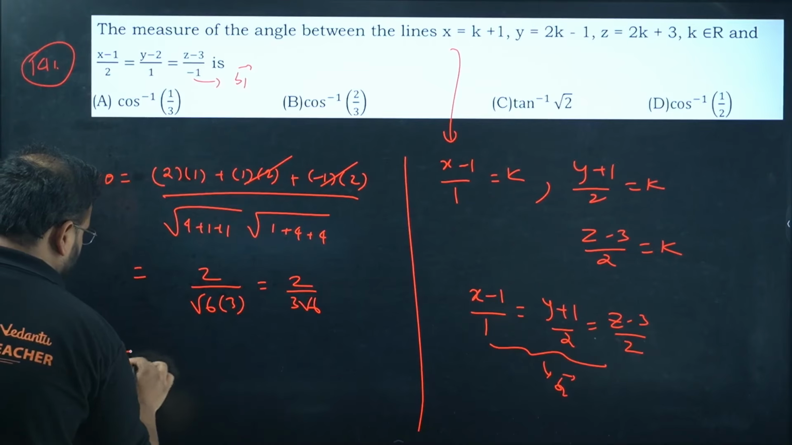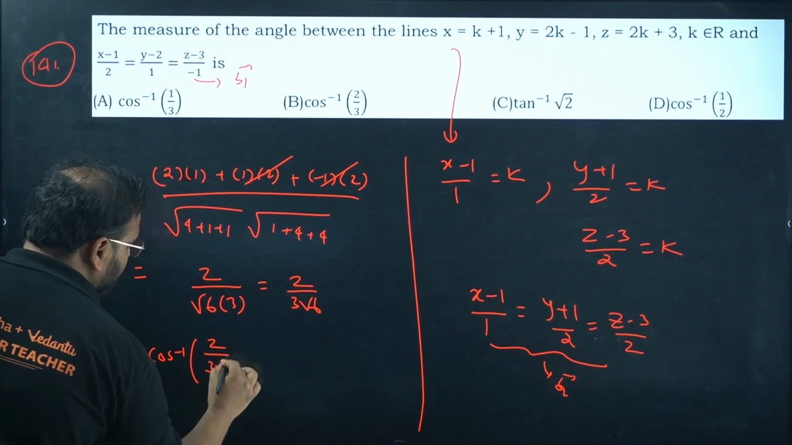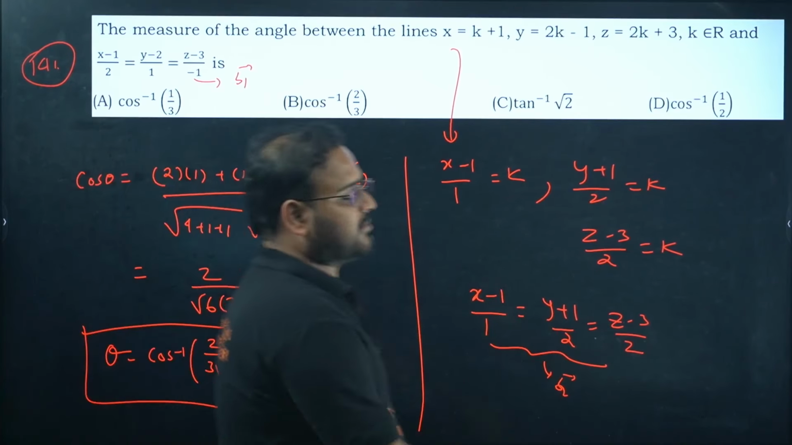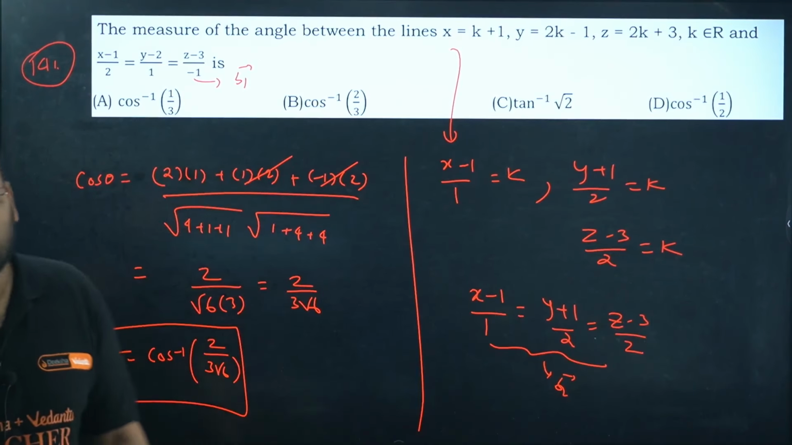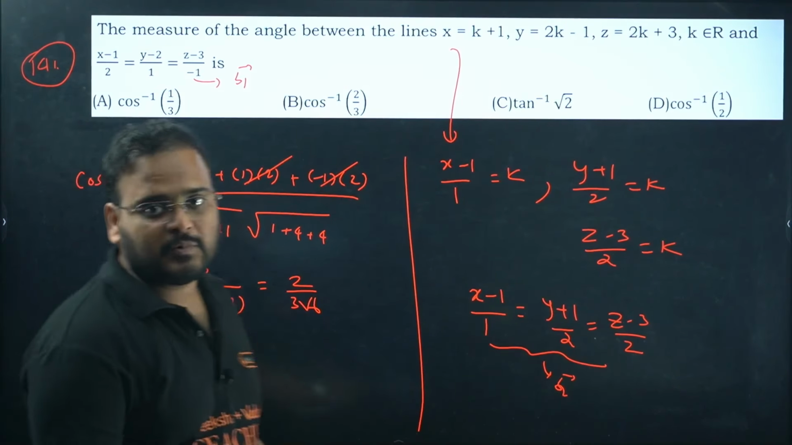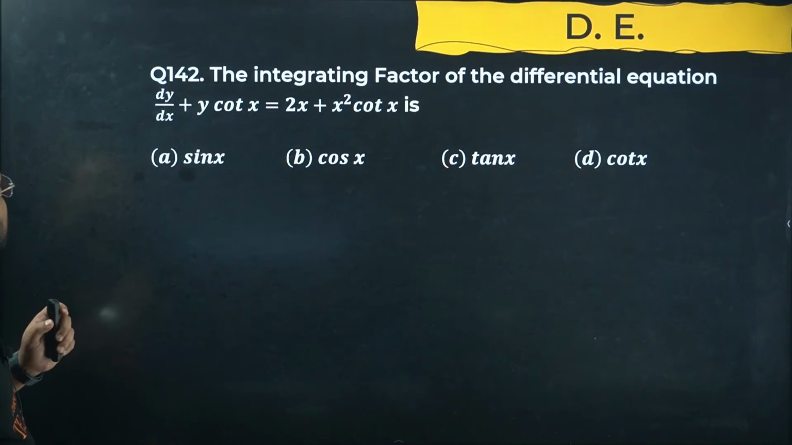So my theta is coming as cos inverse of 2 upon 3 root 6, which is not the option, guys. So the options are not correct. Either the question is wrong or the option is not right, but I have given you this question anyway because I found this was an interesting problem. Okay, so 141, the answer is here. Done. So the last chapter, 142.